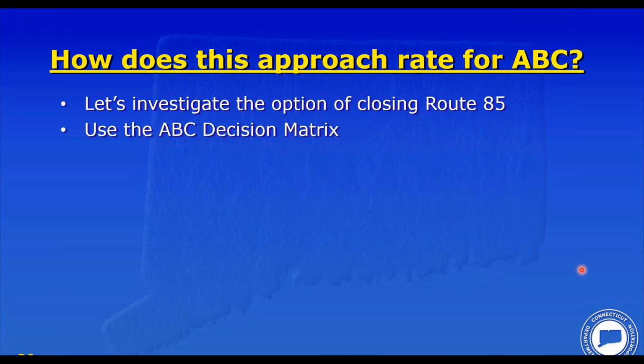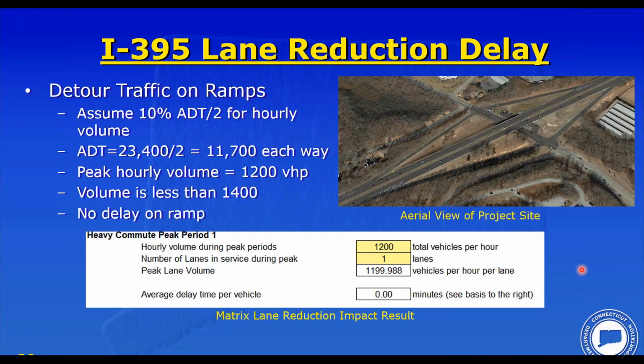So how does this rate for ABC? If we're looking at closing Route 85 and using the decision matrix and using that delay time, what does that mean for a score in the decision matrix?